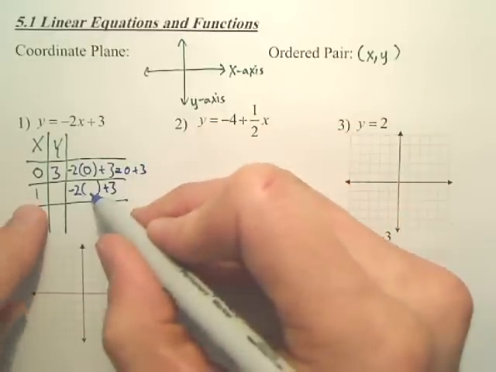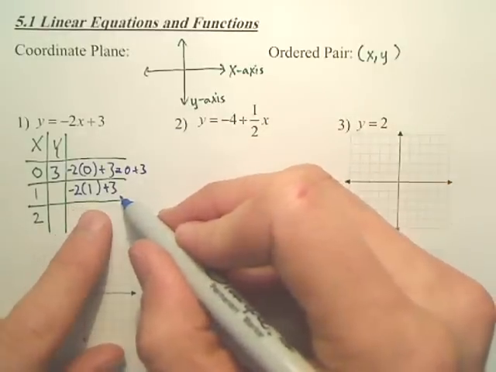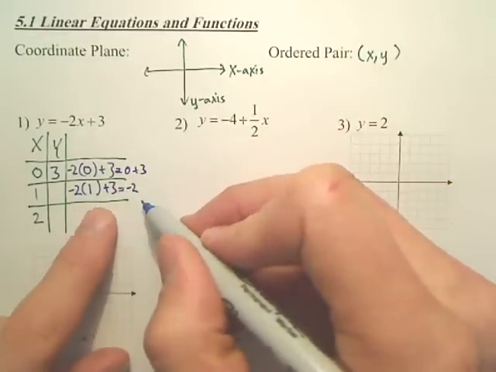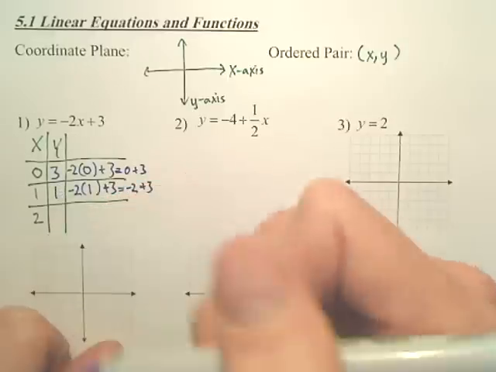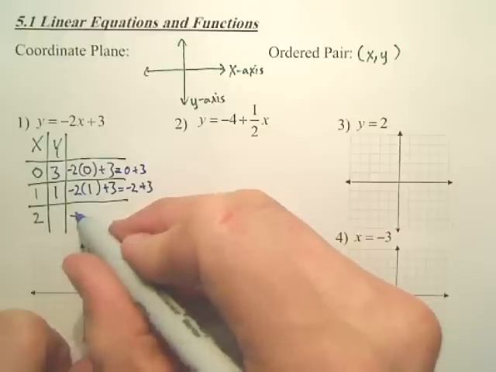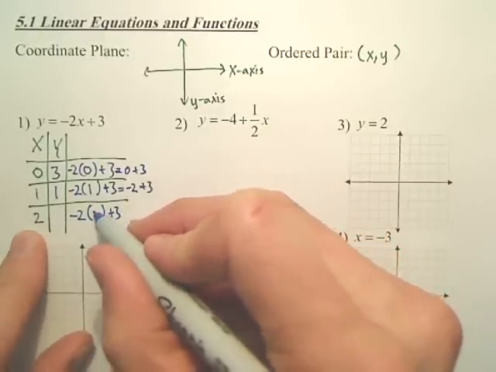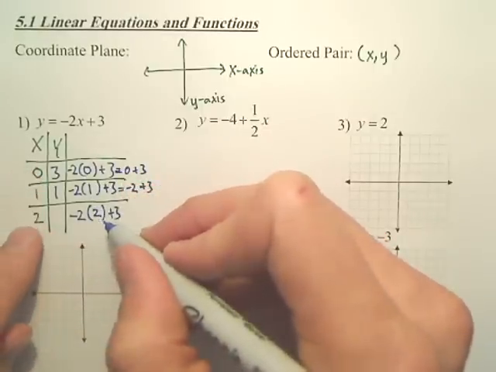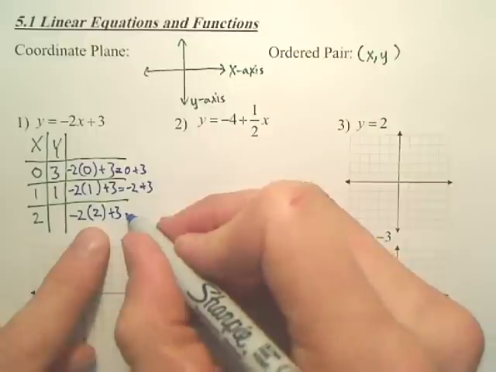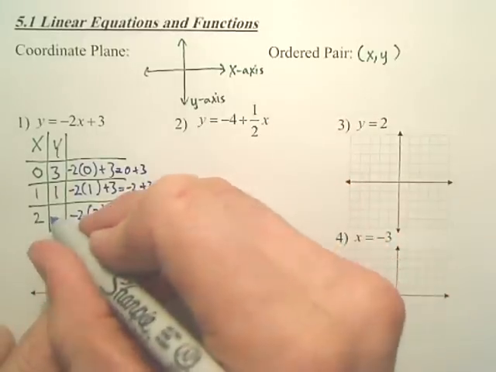Now we're plugging in 1. I'm replacing x, see x right here? X on the equation with 1. If I do this math, I get negative 2 times 1 is negative 2. And then you add the 3. So negative 2 plus 3 is 1. The last one is negative 2 times blank plus 3. And we're going to plug in 2. 2 in for x. See 0, 1, 2, 0, 1, 2. Negative 2 times 2 is negative 4 plus 3. Negative 4 plus 3 is negative 1.